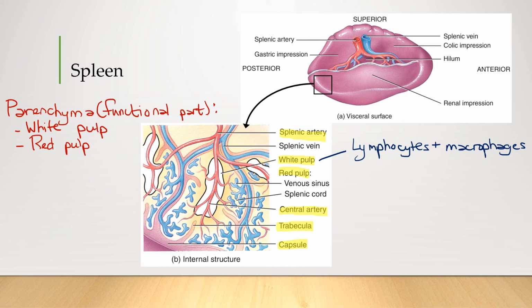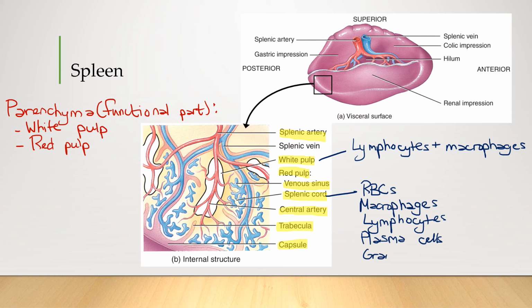Now red pulp consists of these blood-filled venous sinuses and cords of splenic tissue, which are called splenic cords. Now, splenic cords consist of red blood cells, macrophages, lymphocytes, plasma cells, and granulocytes. The splenic veins are going to be very closely associated with the red pulp.